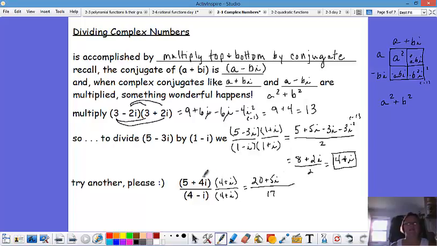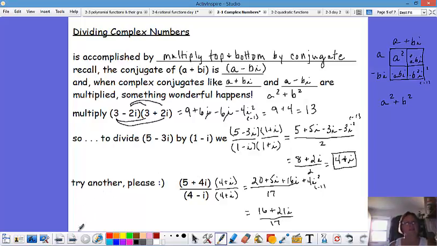You may have used the box method, which is certainly okay. 4 times 4i is 16i, and 4i times i is 4i squared. However, we know that i squared is negative 1, so we're going to simplify a little bit here. That's going to make that minus 4. 20 minus 4 is 16. We have 5 plus 16i, that's 21i. And all of that over 17. And we've divided our complex numbers.